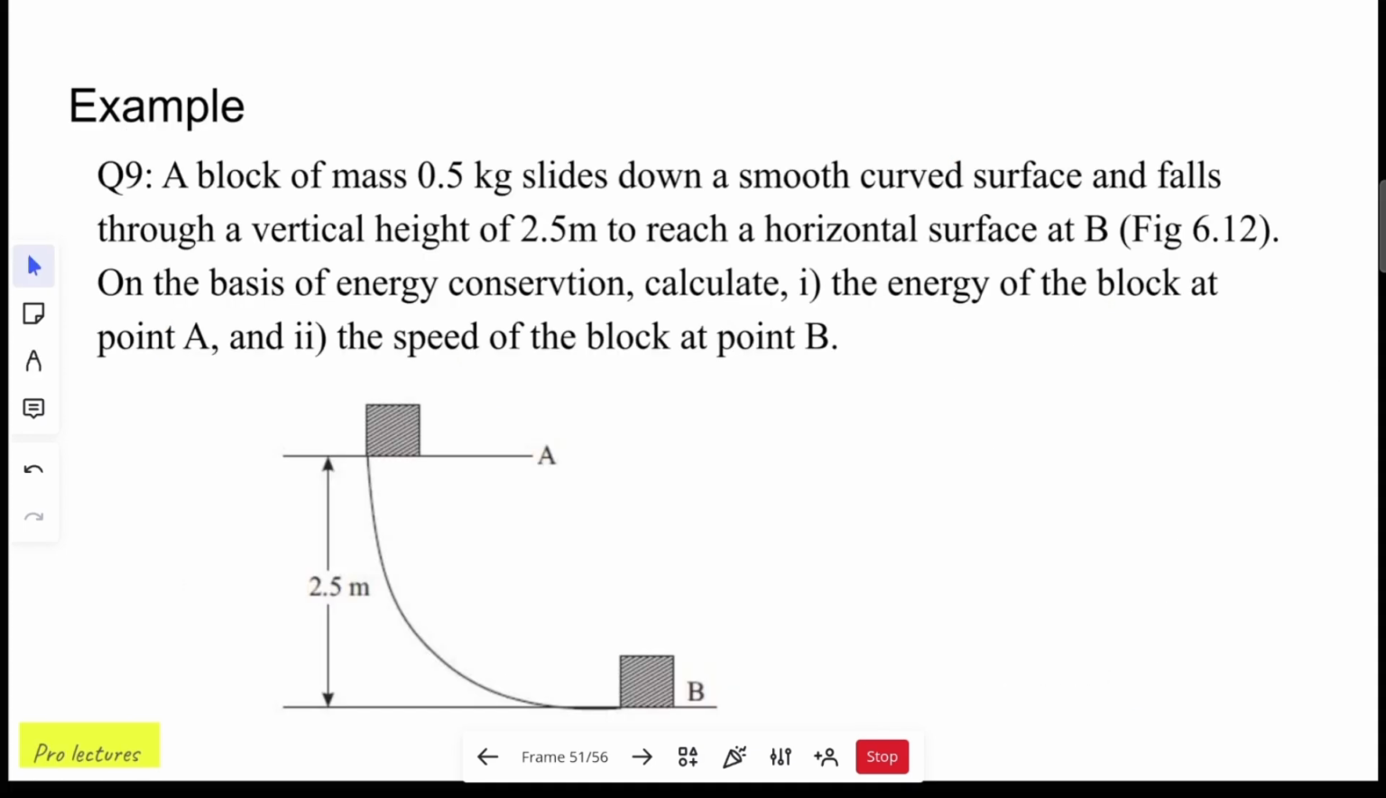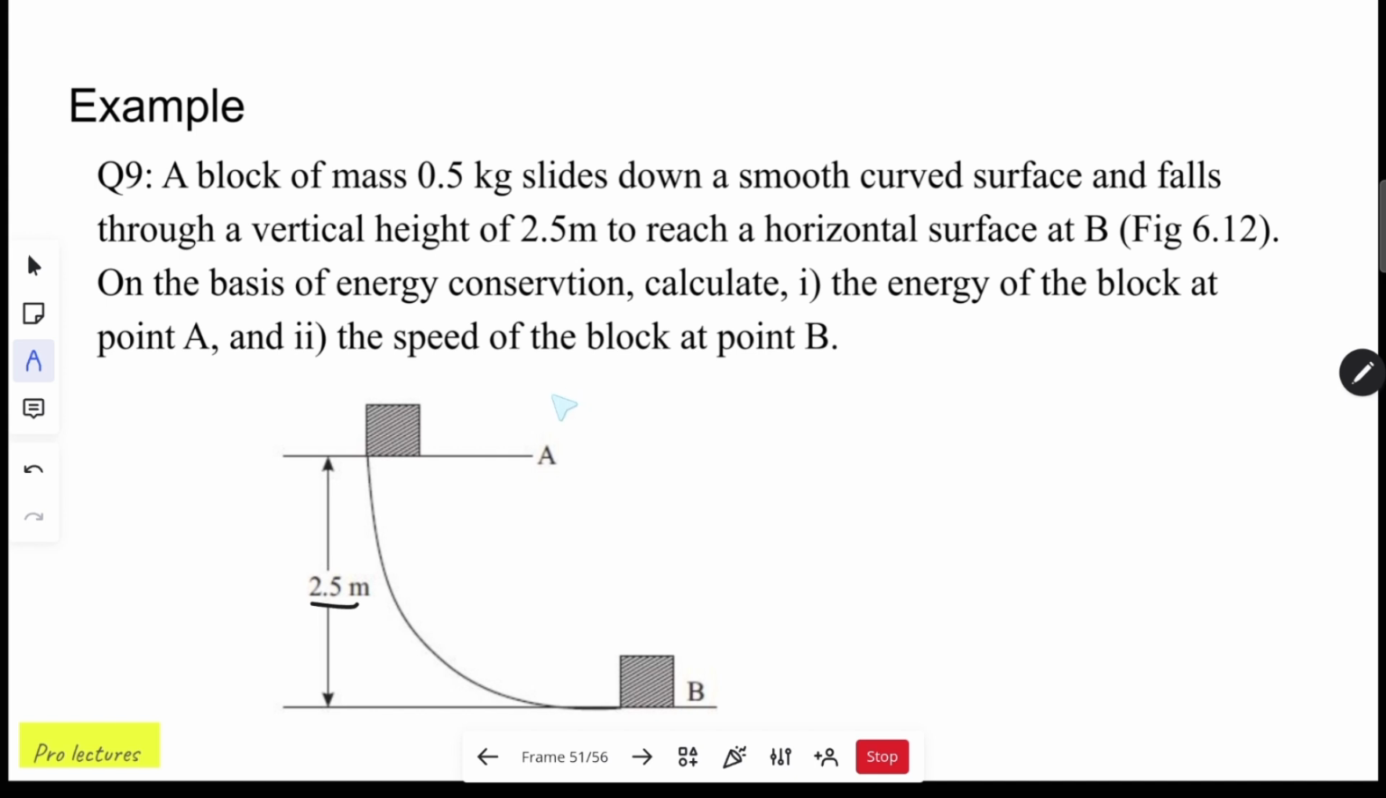Let us see an example. A block of mass 0.5 kilogram slides down a smooth curved surface and falls through a vertical height of 2.5 meter to reach a horizontal surface. So it slides like this and comes here. Height is 2.5 meter. On the basis of conservation of energy, calculate the energy of the block at position A and speed of the block at point B.